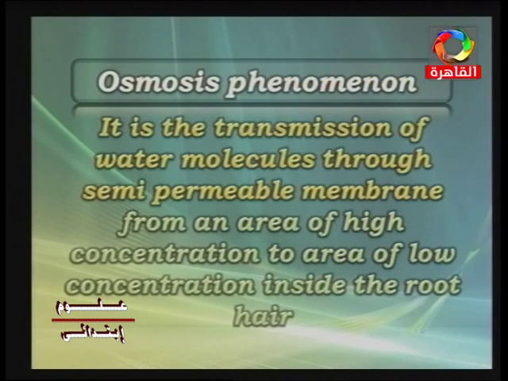Osmosis is a type of transmission of water molecules through a semi-permeable membrane, from high concentration to low concentration. High concentration is found in the soil. Low concentration is found inside the plant, in the root hair, which absorbs. So the plant absorbs this solution from the soil to make the photosynthesis process. It needs water, carbon dioxide, and sunlight.